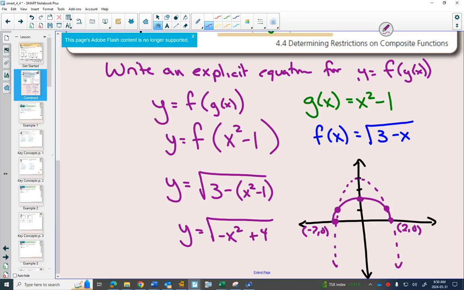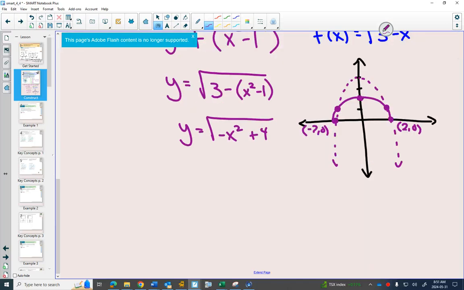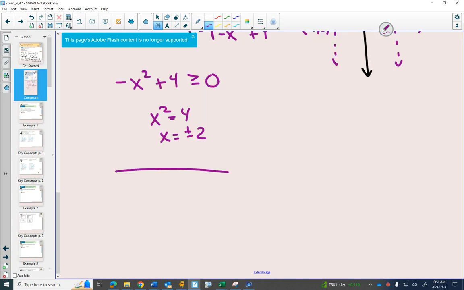And I can get my domain and range from my graph. But this is where the quadratic inequalities that we started with come in. In a square root, you know that the inside has to be greater than or equal to 0. So first of all, we start by just solving this. When is it equal? If I move the x squared over, I get x squared equals 4. It's equal at plus or minus 2.